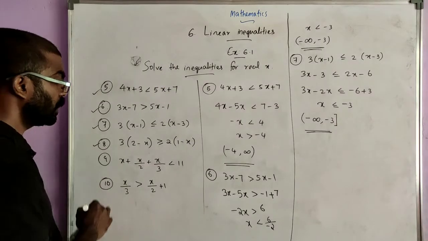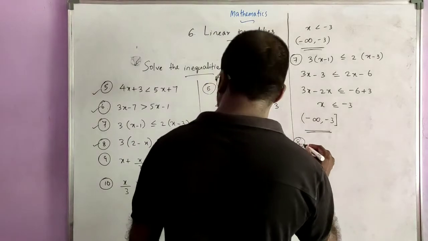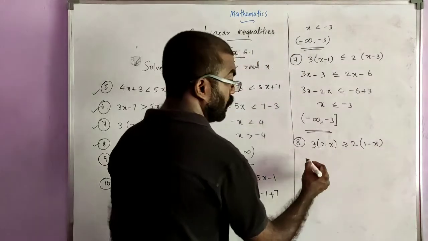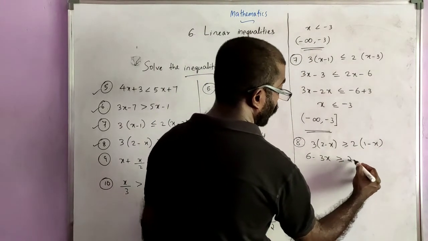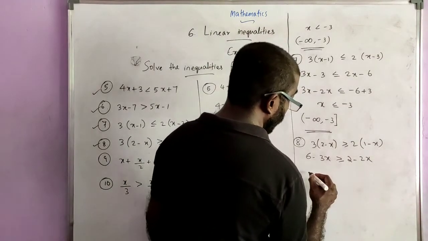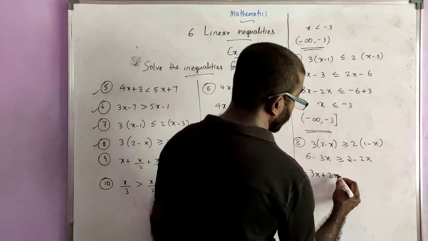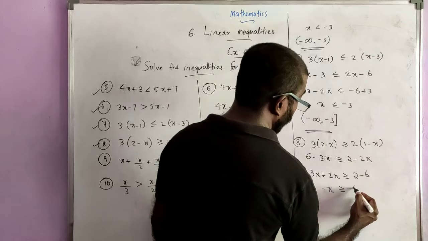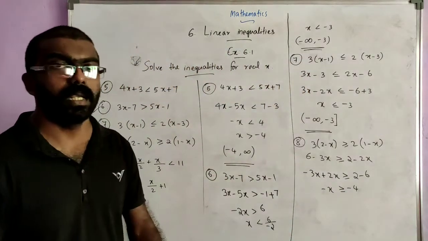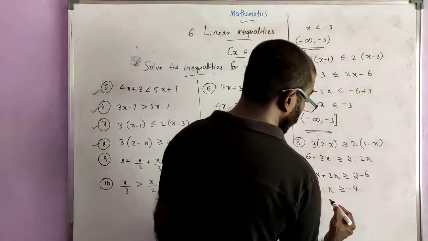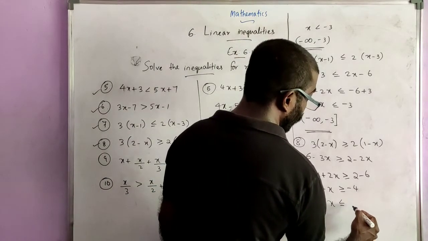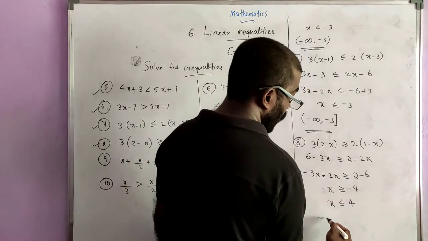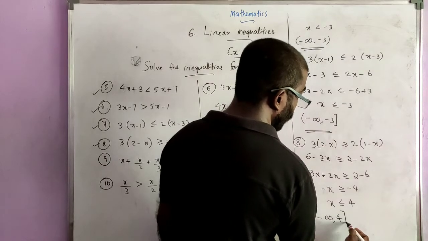Now we move on to question number 8. 3 into 2 minus x greater than or equal to 2 into 1 minus x. 6 minus 3x is greater than or equal to 2 minus 2x. We can collect the variable term to the left side: minus 3x and plus 2x greater than or equal to 2 minus 6. Minus x is greater than or equal to minus 4, and we can divide both sides by minus 1. So the inequality is reversed, x is less than or equal to 4. So the solution is minus infinity comma 4 closed.